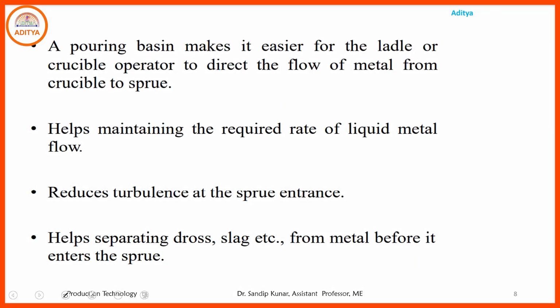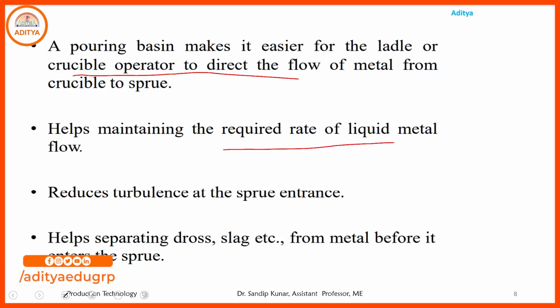Now, a pouring basin makes it easier for the ladle or crucible operator to direct the flow of the molten metal. I have already shown the shape of the pouring basin. If you maintain that shape when pouring the molten metal from the ladle, it will flow properly through the gating system. It also helps maintain the required rate of liquid metal flow, and the metal flow will be good.